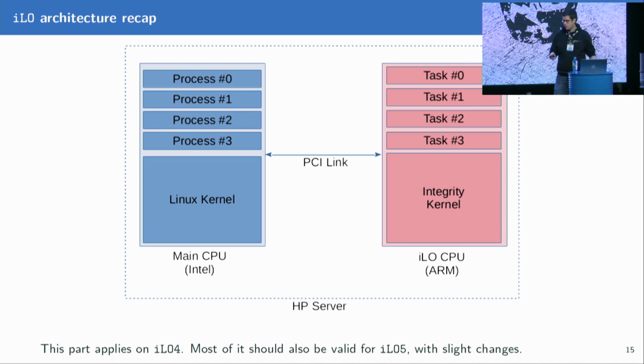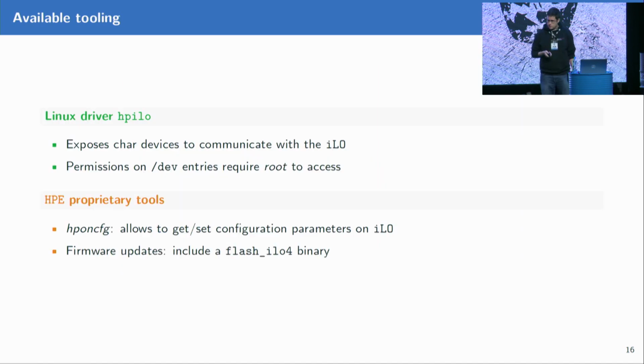All that will be said in this part applies to ILO 4, but is also valid for the new version, ILO 5, with some slight changes. To analyze how the host communicates with the ILO, we first looked at the available tooling. The Linux kernel has an open source driver called hp-ilo, which exposes some character devices to communicate with ILO. It requires root permissions on the operating system to talk with these devices.